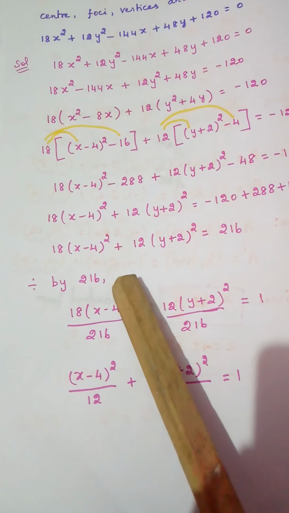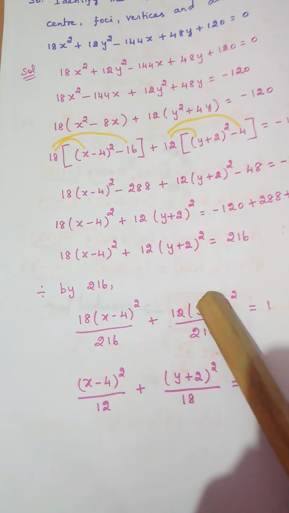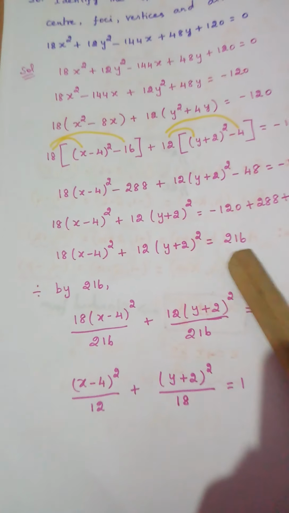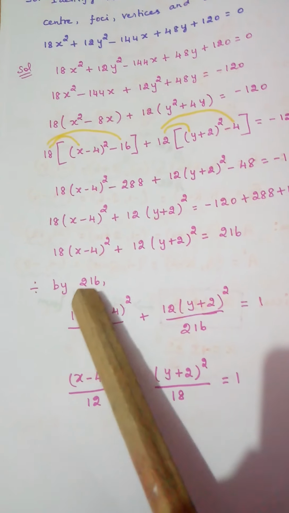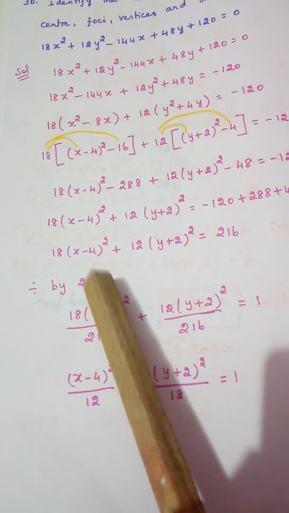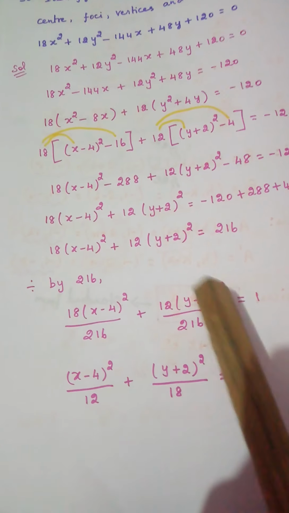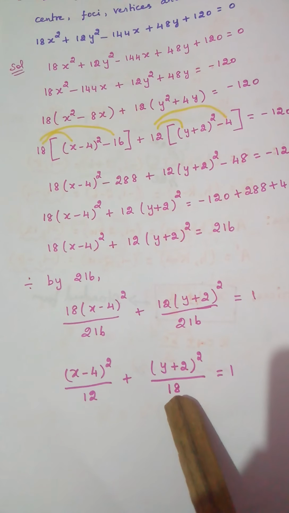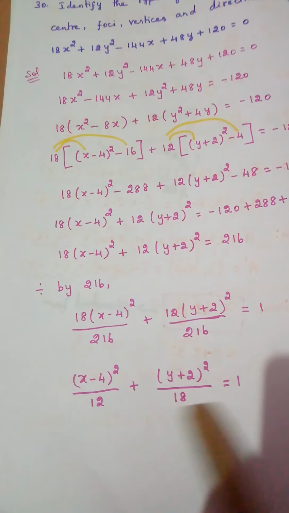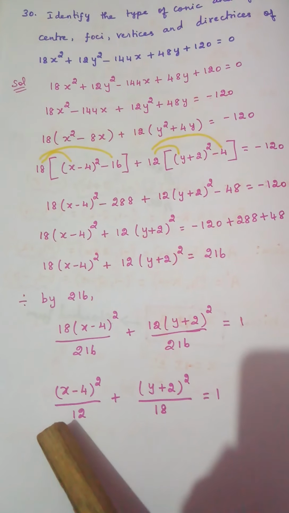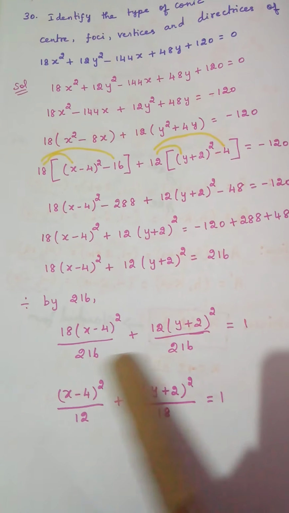So divide by 216. See, I have written this, and by 216 I have written, plus this by 216. 216 by 216 cancels and becomes 1. So this step comes by dividing the entire equation by 216. Next, 18 and 216 cancel, it will become 12. 12 and 216 if you cancel becomes 18. So this looks like an equation which was familiar to us, because it looks like an ellipse, right? Clearly this looks like an ellipse.